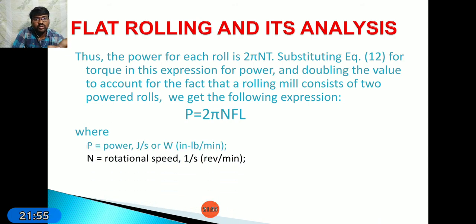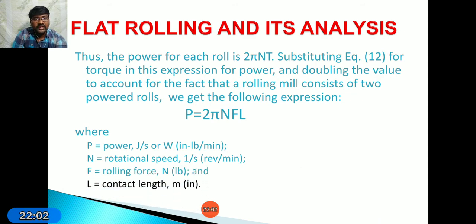Next, n is the rotational speed, F is the rolling force, and L is the contact length. That is about the force and power requirements in the rolling process. We considered flat rolling, and all these formulas are based on the flat rolling process.